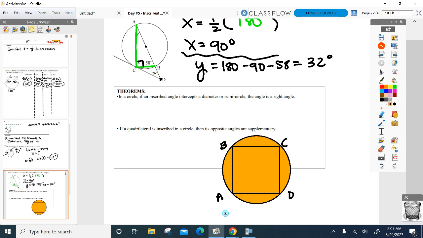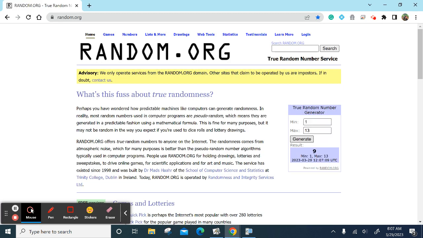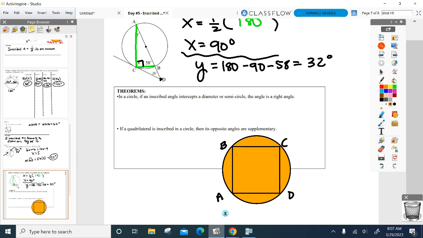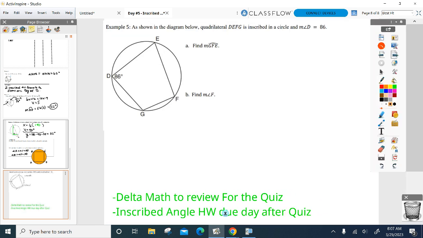All right, hey, you have this? Quadrilateral inside a circle. Opposite angles are supplementary, meaning they add to 180. So in my diagram, angle A plus angle C equals 180. Angle B and angle D add up to 180. All right, if you have a quadrilateral inside a circle, the opposite angles add to 180. And that's how we're going to finish it. Let's try this out.